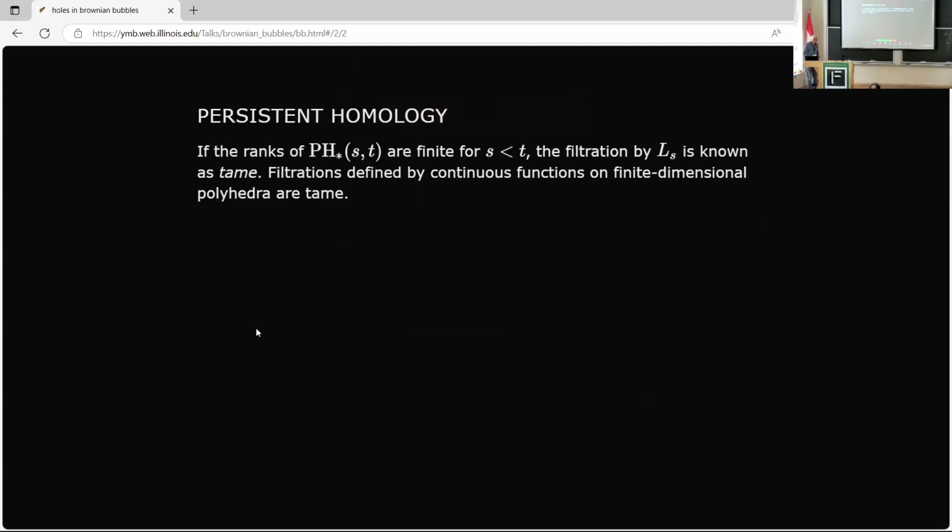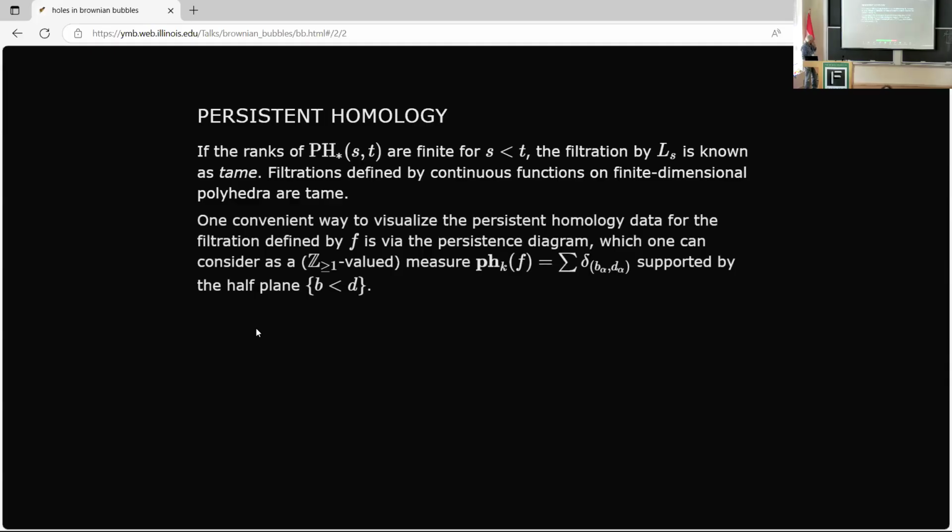Will this filtering work? Well, in this theory of persistent homology, they call this filling up, this filtration, a pattern tame if for any pair of levels S and T, the ranks of those persistent homologies are finite, right? So if you have a good prospect of analyzing it, then it's called tame. And if you have something tame, then you can describe it in a reasonable way.